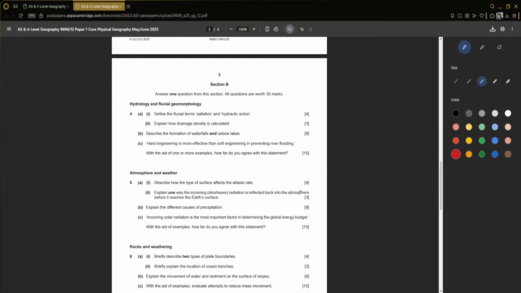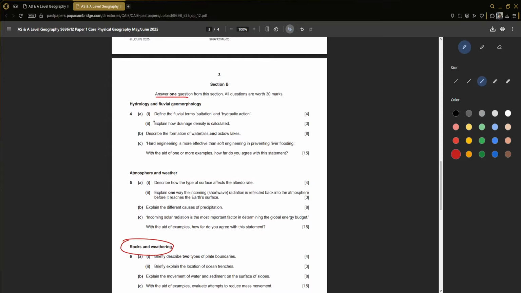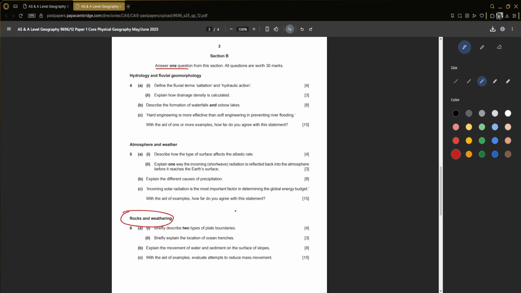For section B, this part I did significantly well on, and this is where you pick one topic to specialize in. I chose rocks and weathering, so I'm just going to go into that and not go through these two, especially not atmosphere and weather. The case study questions for this are very, very bad, and you can't really implement them that much. So I recommend you either do hydrology or rocks and weathering, but primarily rocks and weathering because you can drop in easier examples than hydrology.